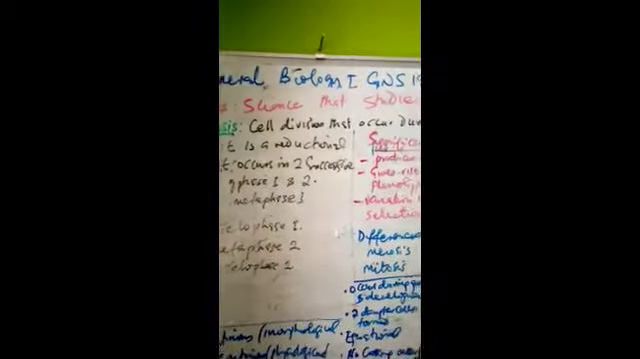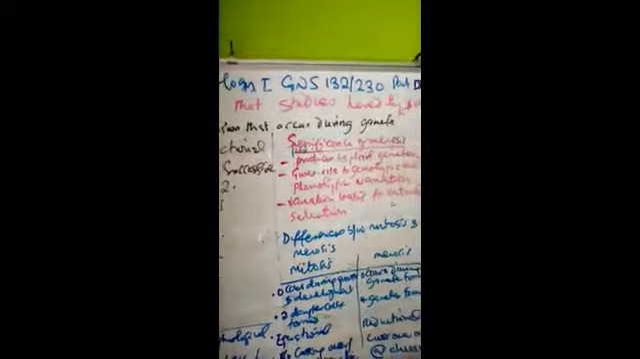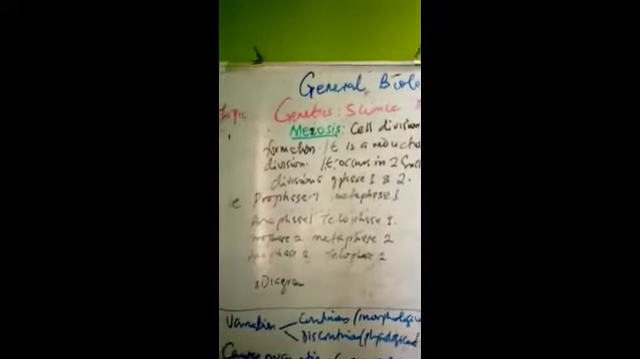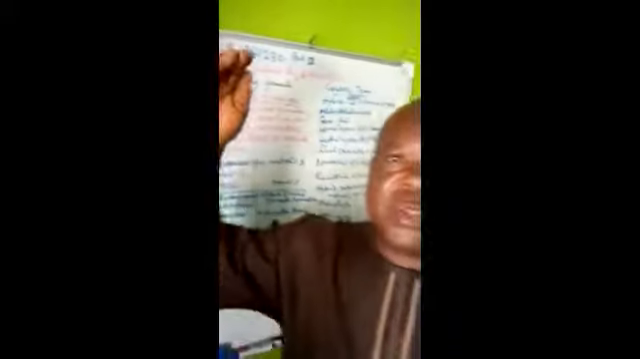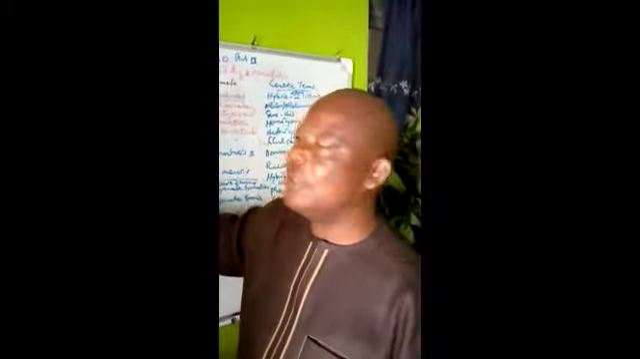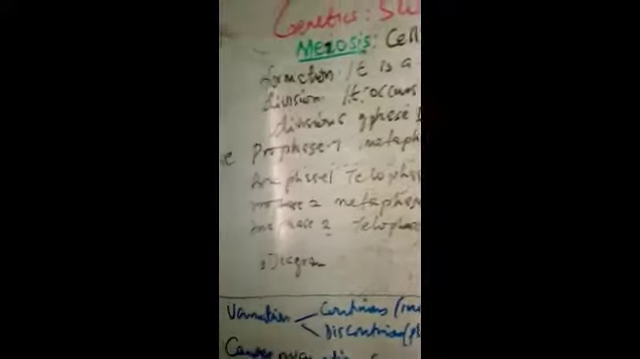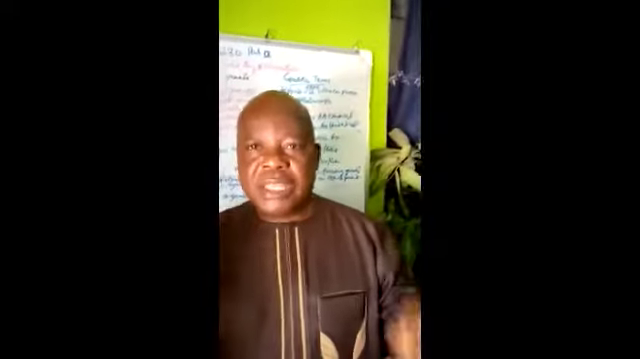Now, meiosis is a type of cell division that produces what? Gametes. It occurs in two successive divisions. Therefore, the first set is Prophase 1, Metaphase 1, Anaphase 1, and Telophase 1. The second set of the divisions is Prophase 2, Metaphase 2, Anaphase 2, and Telophase 2. Let us now look at the diagram of meiosis so that we know the details of what happens.